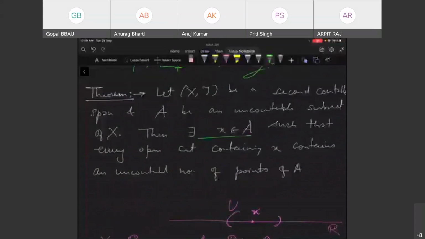Suppose this is not true. Suppose there does not exist any such x. So what is our claim? Our claim is to find an x such that every open set containing x contains uncountably many points of A. So suppose there does not exist such an x.